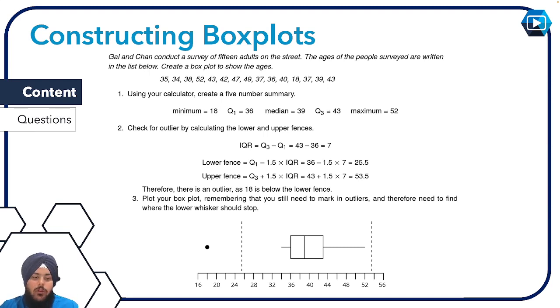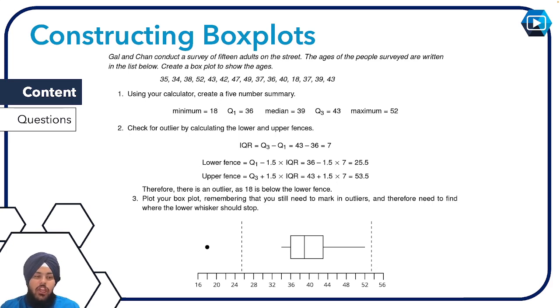Alternatively, as required for this course, you can do this entirely on your CAS. You can also calculate the 5-number summary, which is required to sketch the box plot on your CAS. So next, using your calculator, we will create the 5-number summary. In this case, the minimum will be 18, the Q1 will be 36, the median will be 39, the Q3 will be 43, and the maximum will be 52.